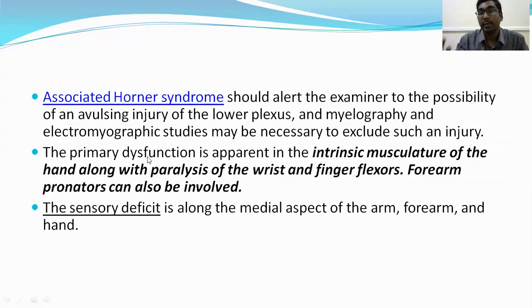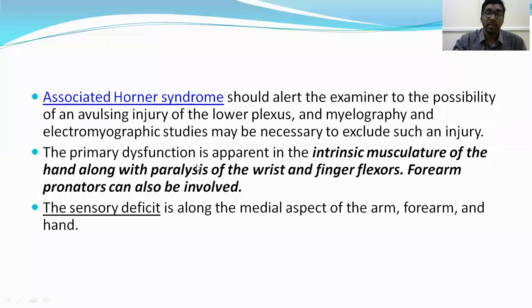So C8 and T1 nerve roots are damaged in Klumpke's paralysis. C8 and T1 nerve roots mainly supply the small muscles of the hand. In Erb's palsy, the small muscles of the hand are not involved at all; it mainly involves proximal muscles. In Klumpke's paralysis, it is the reverse: proximal muscles are not involved, and mainly the small muscles of the hand are involved.